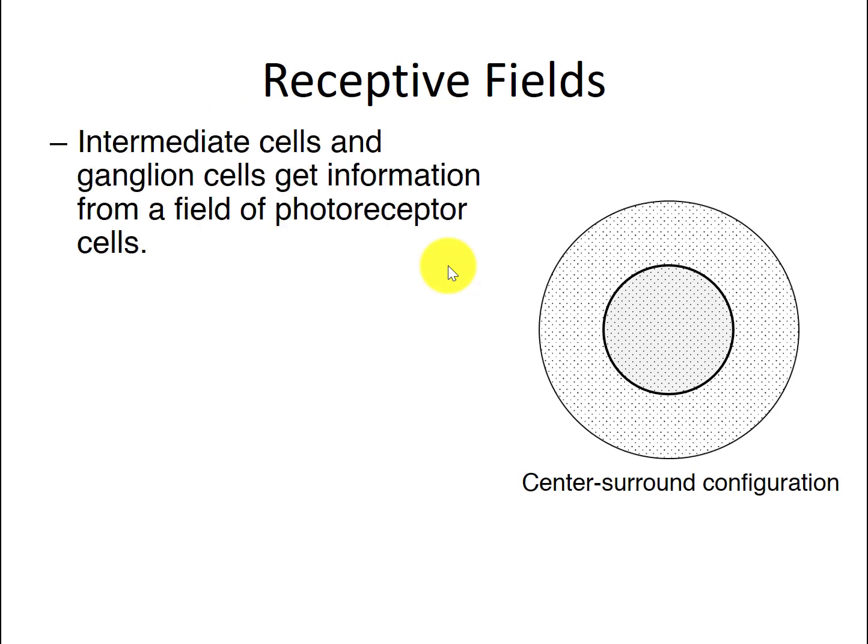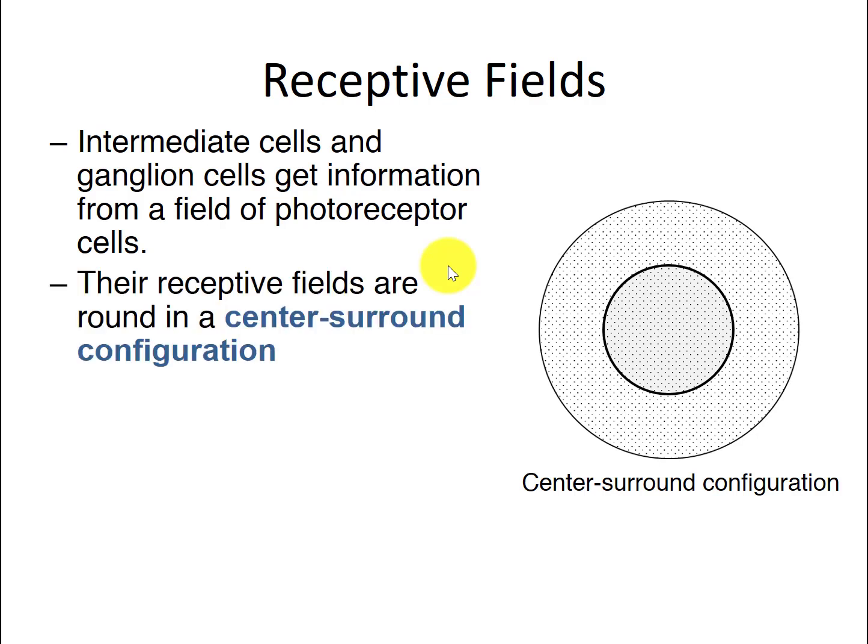Okay, so let's talk about receptive fields. Remember how I said ganglion cells get information from intermediate cells, and intermediate cells get information from photoreceptor cells, rods and cones? Well, we talk about that as being their field. A ganglion cell has a field that it's responsible for. Now, in ganglion cells, these are round. We call them center-surround configuration receptive fields.